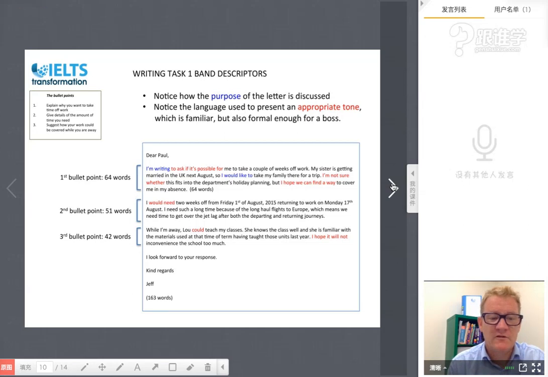And then look, again, could. So I'm talking about possibility here. I'm not talking about fact. I'm talking about a possible situation. A situation that I hope will happen. Look, I hope it will not inconvenience the school too much. So you'll notice here that we've got these words, would and could, and I would like.